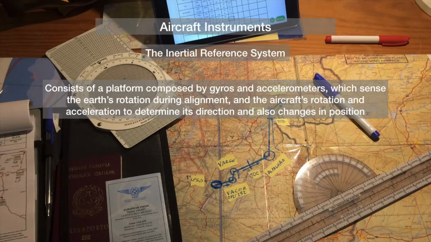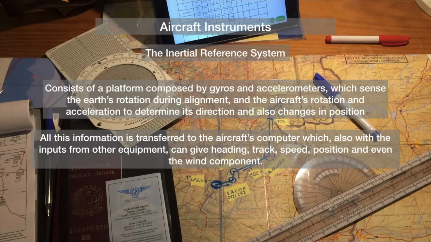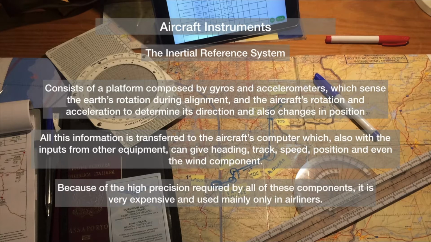It basically consists of a platform composed of gyros and accelerometers, which sense the Earth's rotation during alignment to align it with the true north, and the Earth's rotation and acceleration to determine its direction and also the changes in position. All of this information is transferred to the aircraft's computer, which, also with the inputs from other equipment, can give heading, track, speed, position and even the wind component. This is one of the most accurate instruments. However, a lot of precision is required, which makes it really expensive, and therefore it is used only by airliners.